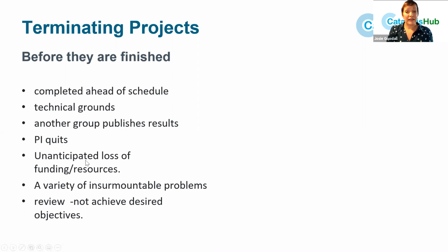If the project's not really achieving, some have a midterm review and funding can be pulled at that point, or funding could be pulled for other reasons, including political. There could just be a constant barrage of things going wrong. Equipment could fail. If you need synchrotron access, it may be that the synchrotron shuts down or breaks.